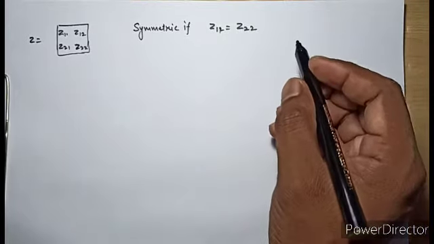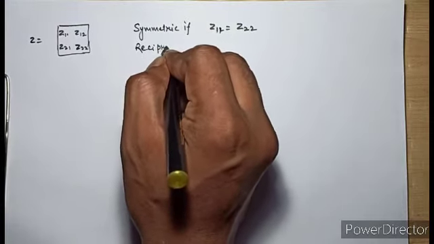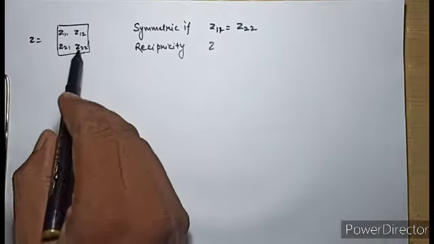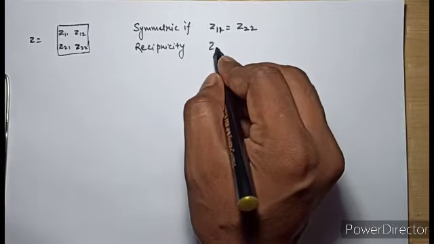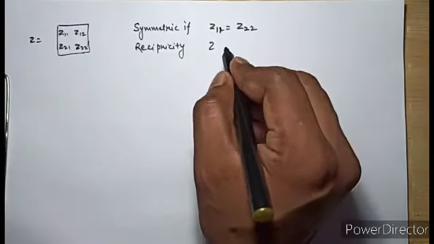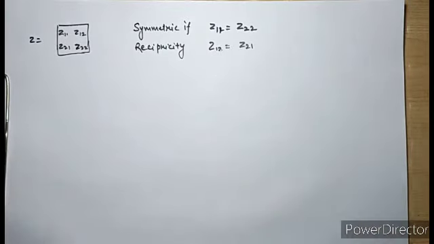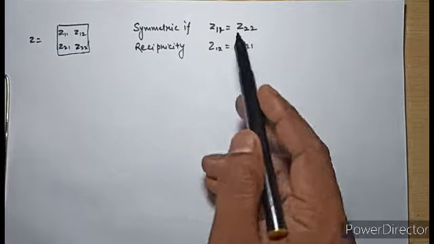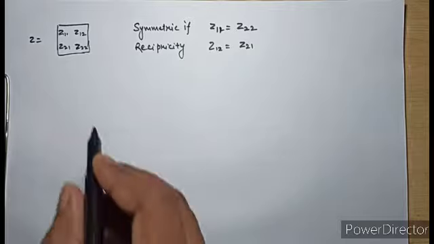Z11 should be equal to Z22, and for reciprocity, means whether this network is reciprocal or not. Now to justify this network to be reciprocal, Z12 must be equal to Z21, right? Means this network will be symmetric if Z11 is equal to Z22, and it will be reciprocal if Z12 is equal to Z21.